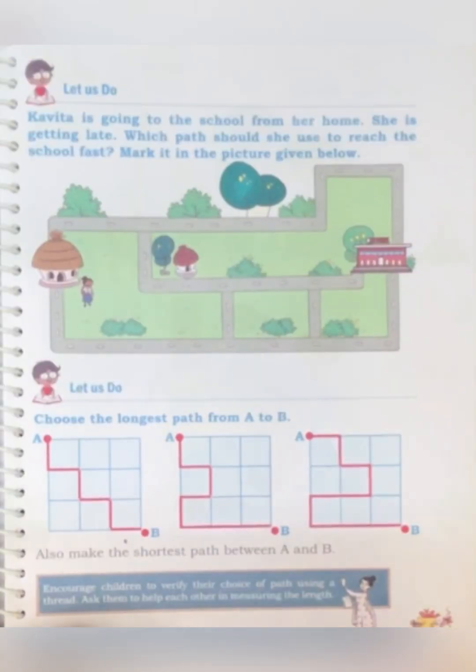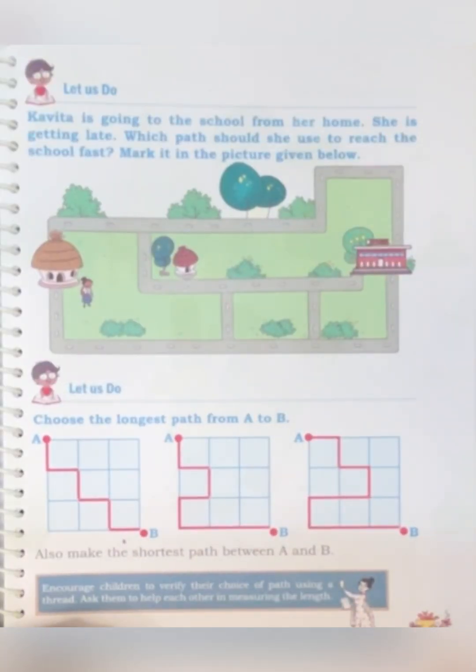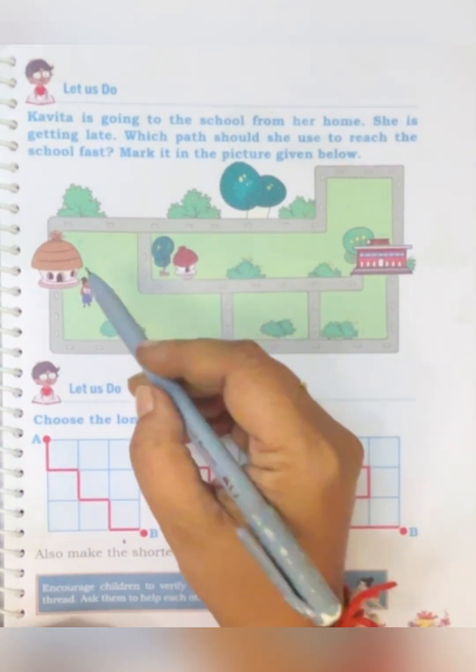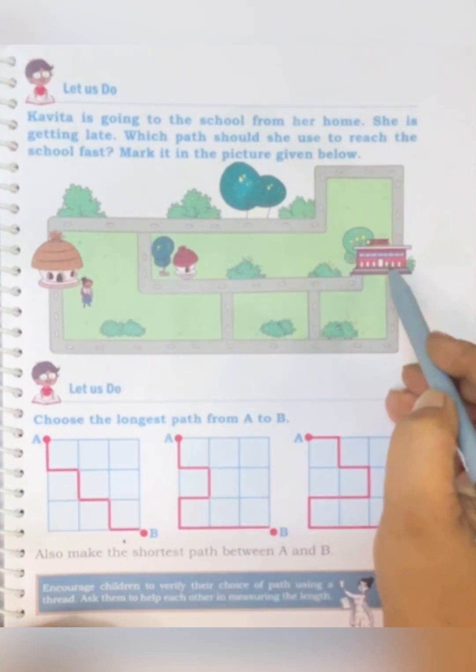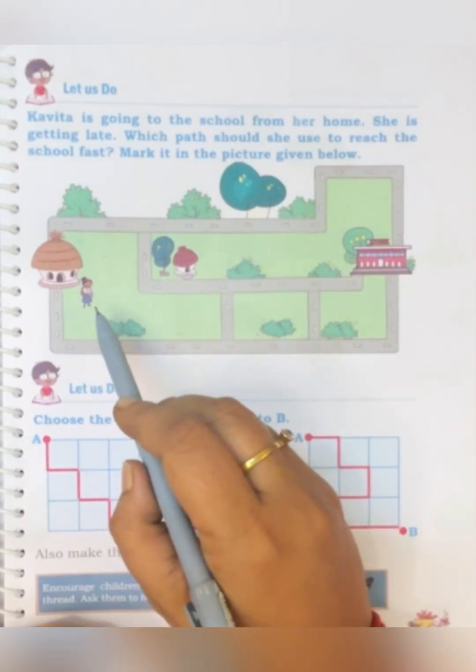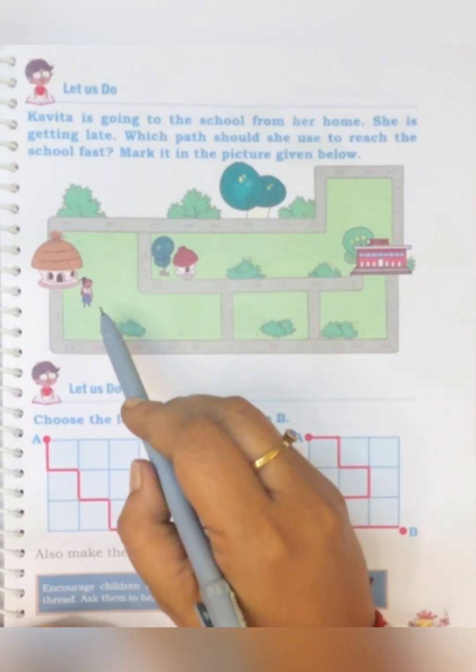Let us do. Kavita is going to the school from her home. She is getting late. Which path should she choose? Should she use to reach the school fast? Mark it in the picture given below. Now this is Kavita. This is Kavita's house and this is school. Kavita is already getting late, okay, to go to the school.